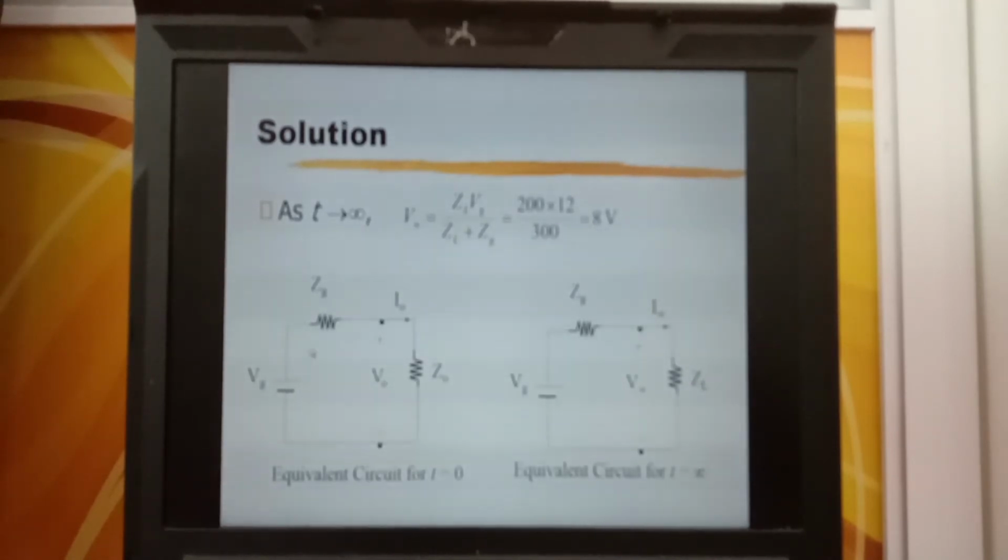We have a situation where the load ZL is now connected to the generator directly, because at time t equals infinity, the voltage everywhere along the transmission line will be the same.